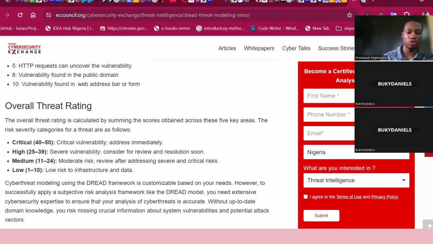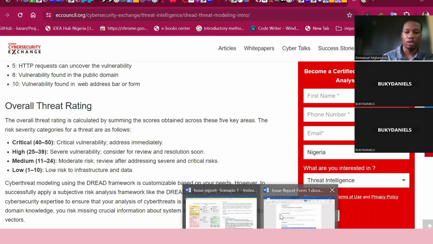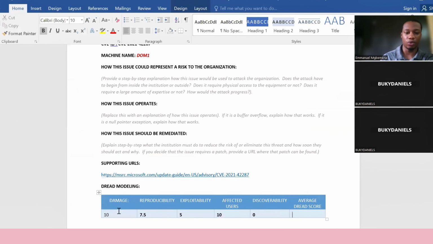So let's sum up the one we have here. This is 10 plus 7.5, that's 17.5, plus this, that's 22.5.